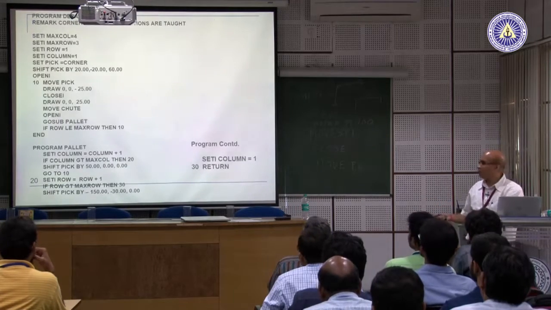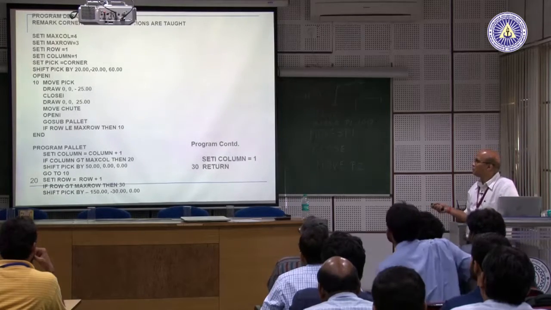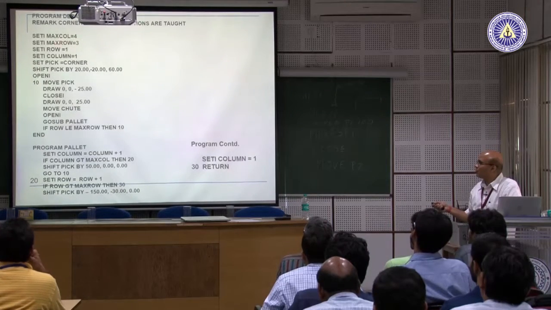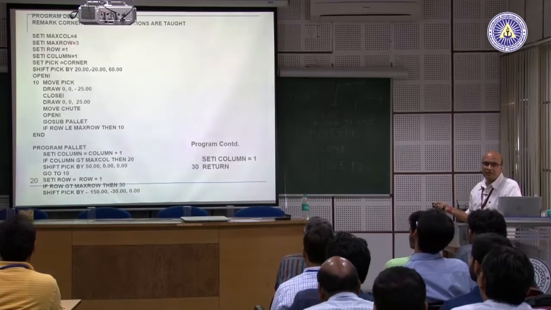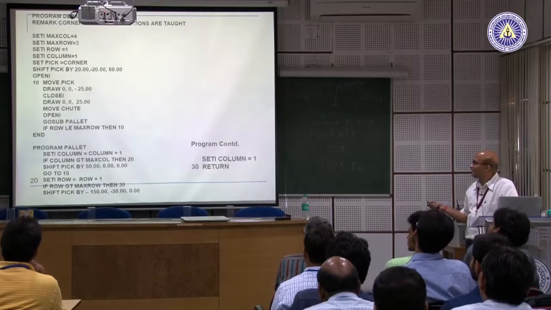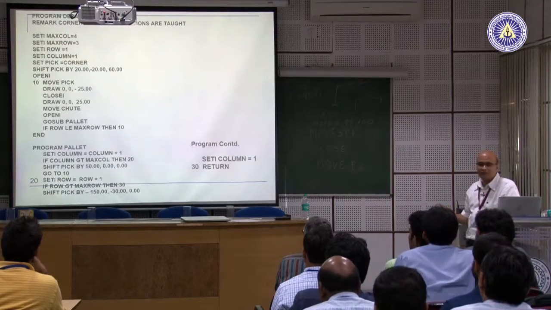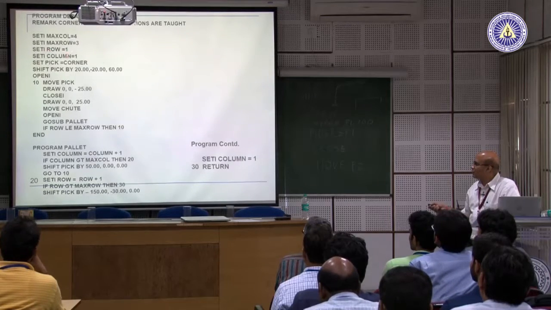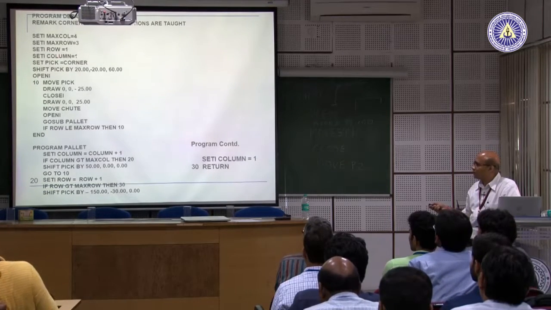So, the program that is written is here. It is very simple. First you fix the constants. Maximum row is 4 and maximum column is 4 and maximum row is 3. So, if I want to change the indexing setup now, I can simply change that number and everything changes. I do not have to write the program again. Second is start row 1, start column 1.